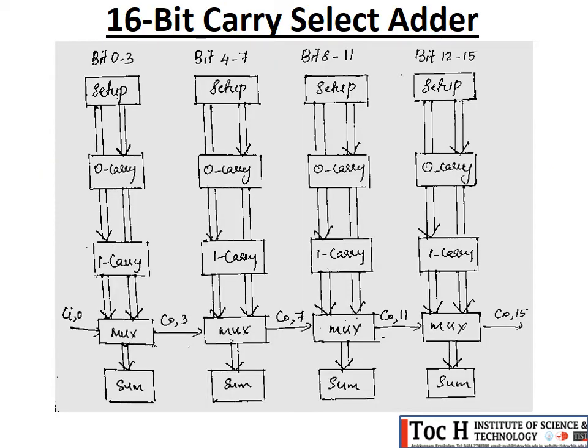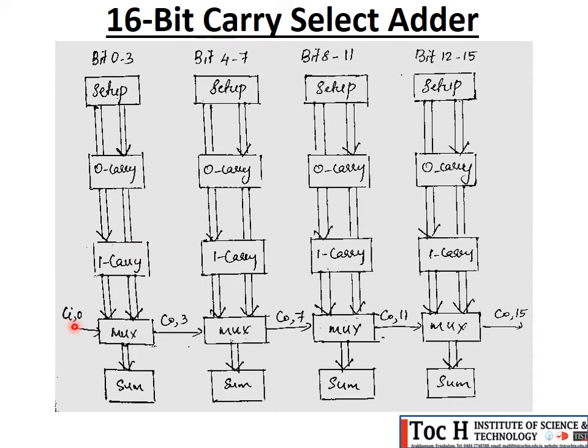So this figure represents a 16-bit carry select adder. 16-bit means how many stages? There will be 4 stages, each stage handling 4 bits simultaneously. The first stage will handle the bits 0 to 3, the second stage will handle 4 to 7, the next stage will handle 8 to 11, and the final, fourth stage will handle bits from 12 to 15. Simultaneously all the bits are given to the corresponding full adder. Thus every full adder will do a pre-calculation of its sum and carry out value for both possible values of input carry, that is 0 and 1. So that is what the 0 carry and 1 carry blocks represent.